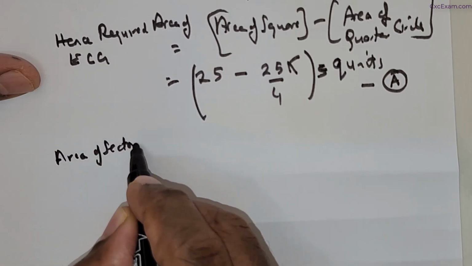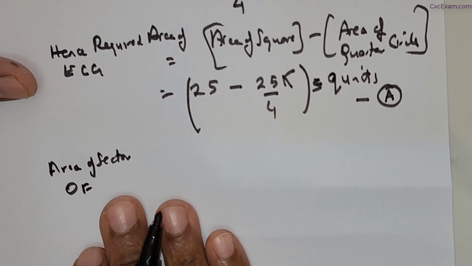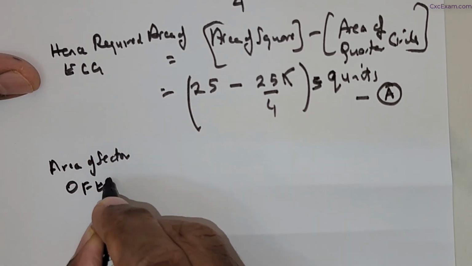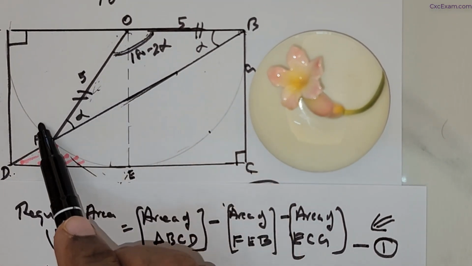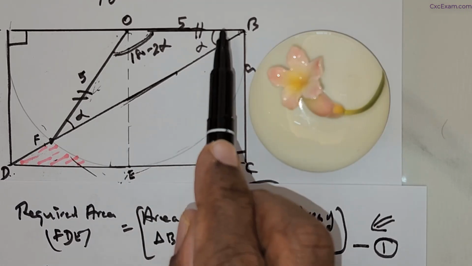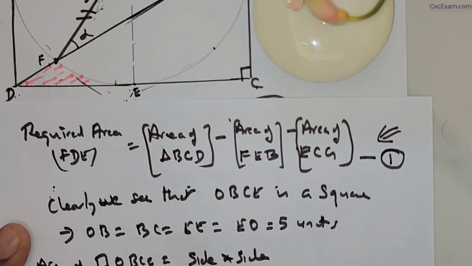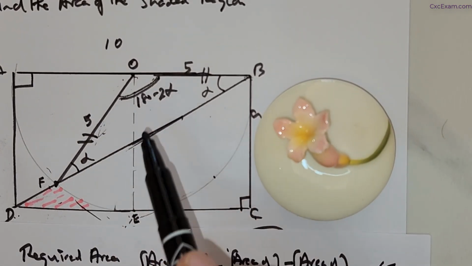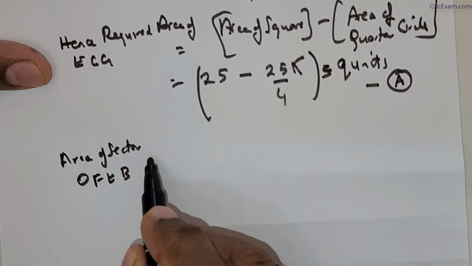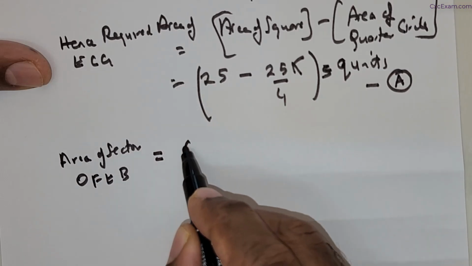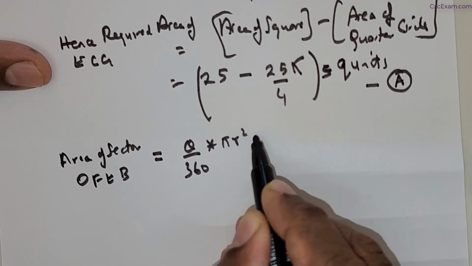Area of sector OFEB. So let me show that to you again. OFEB, the sector. The radii for the sector is 5 units and the angle at O is 180 minus 2 alpha. Okay, so area of the sector has got a formula, theta over 360 multiplied with pi r squared.